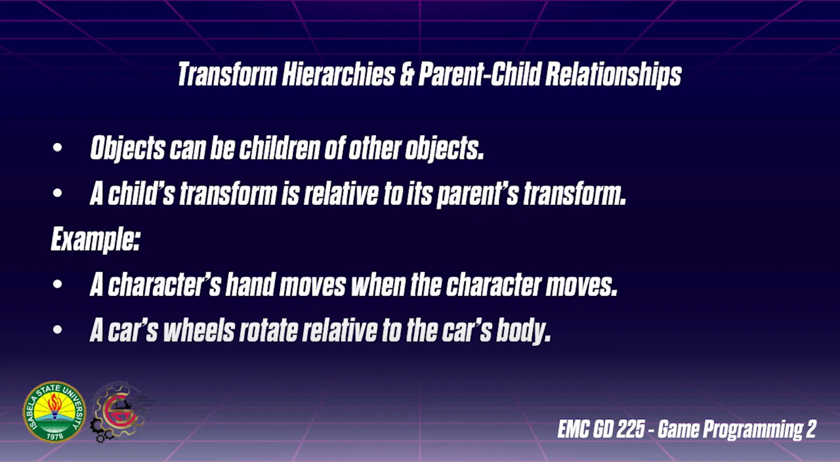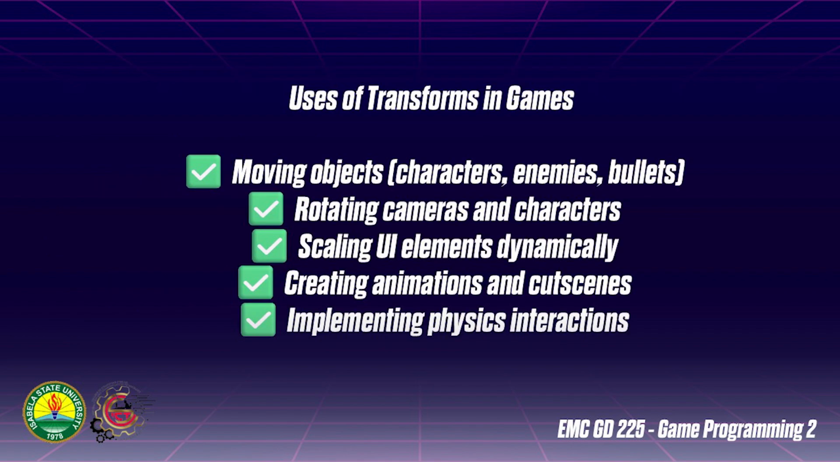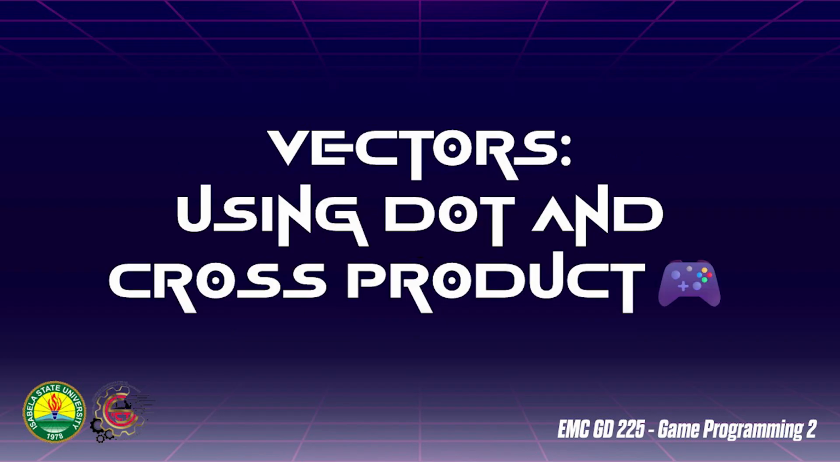Objects can be children of other objects. A child transform is relative to its parent transform. For example, a character's hand moves when the character moves. A car's wheels rotate relative to the car's body. Uses of transforms in games: moving objects, rotating cameras and characters, scaling UI elements dynamically, creating animation and cutscenes, implementing physics interactions. The next topic, vectors, using dot and cross product.